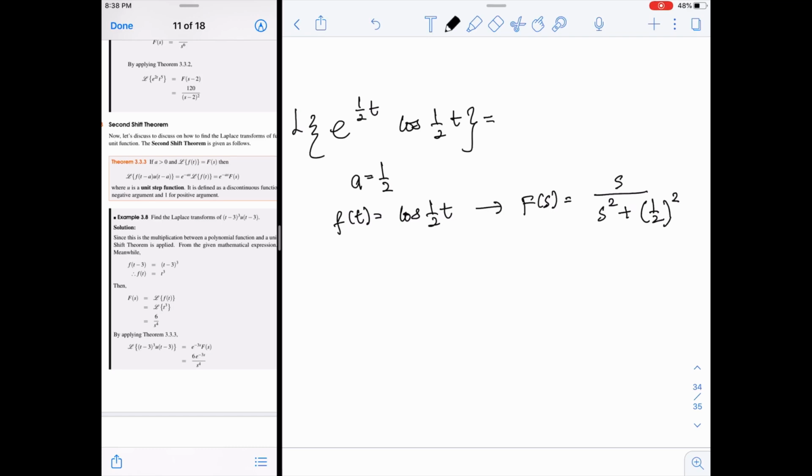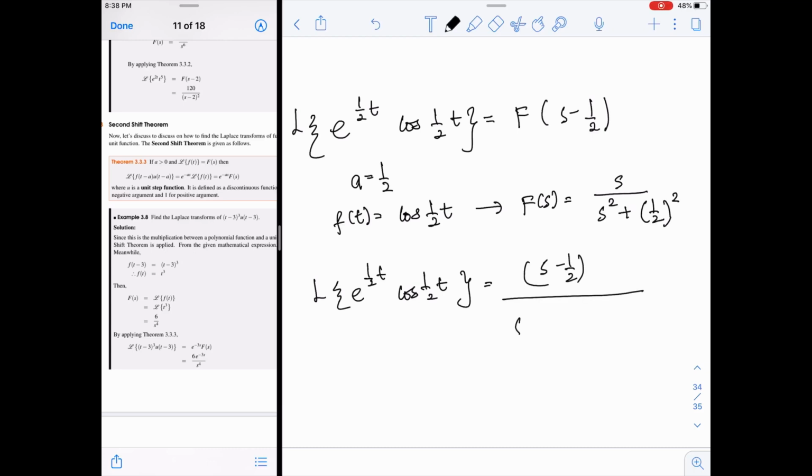Okay, however, for the first shift theorem, your answer must be in terms of F(s minus a). Your a is 1/2. So the full answer for the Laplace of e to the power of 1/2 t times cos 1/2 t is s minus 1/2 in the numerator, and then you have s minus 1/2 over here squared plus 1/2 squared.